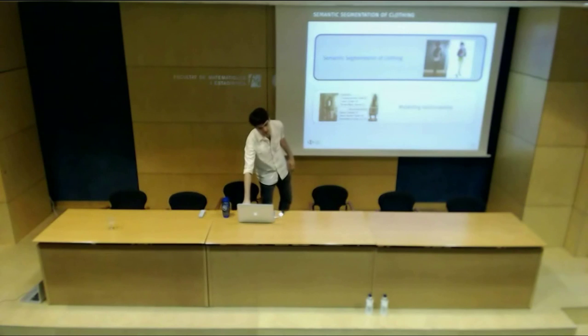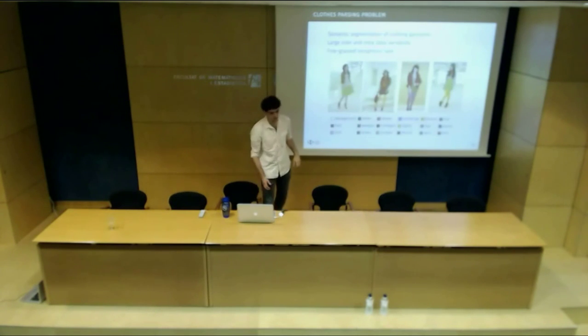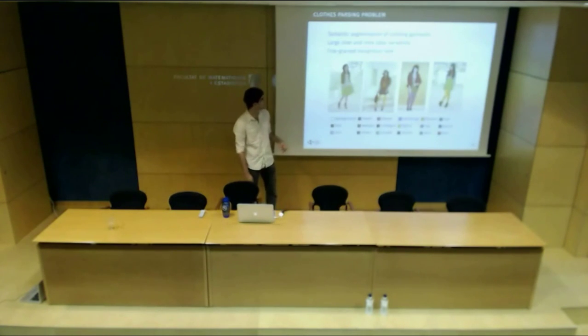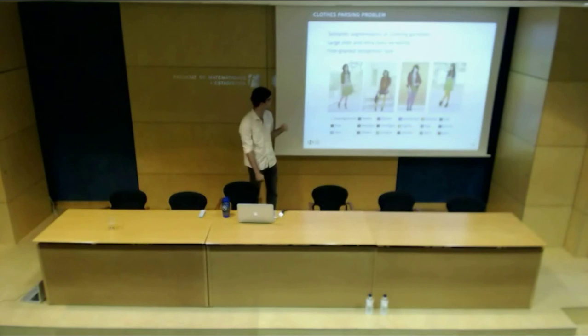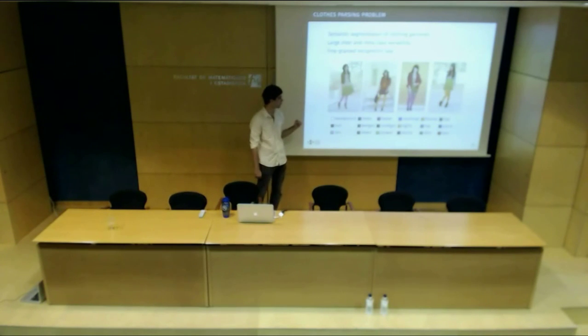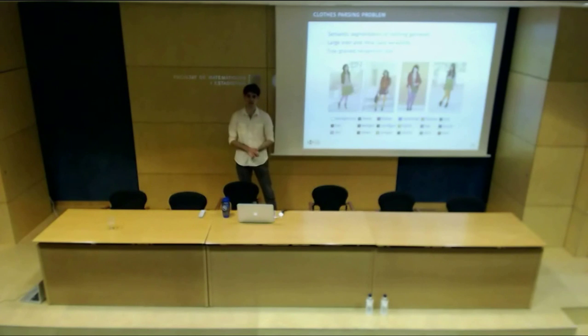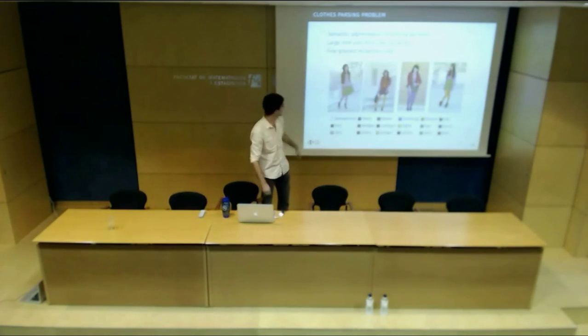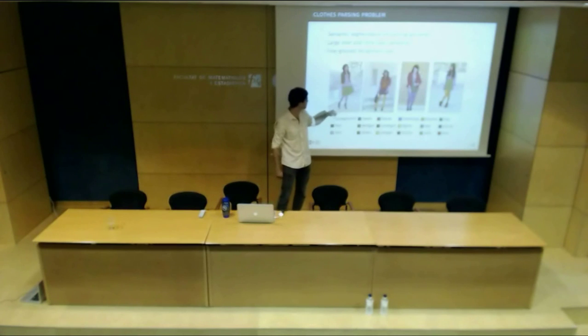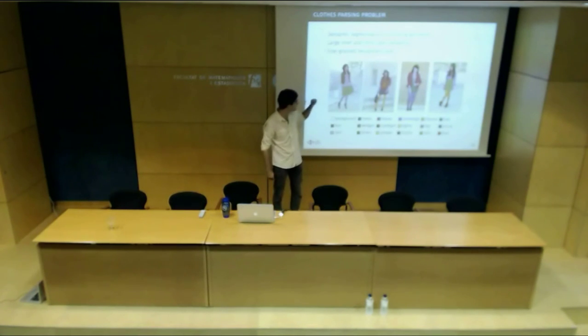So the first task is that of segmentation of clothing. In this case, you're basically trying to assign a label to each pixel in the image, and this label can be one of the different clothing garments. Depending on the case, there are roughly 50 different ones. And the main issue here is that fashion, as you know, has a lot of variability. So this results in a lot of inter- and intra-class variability. And furthermore, looking at this image, you can see these different girls. This girl is wearing a cardigan.